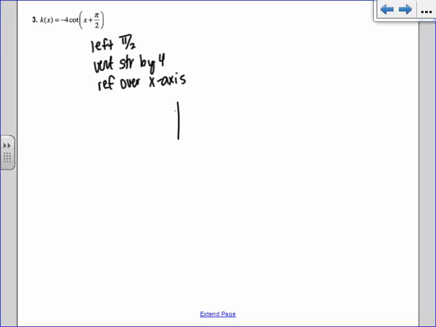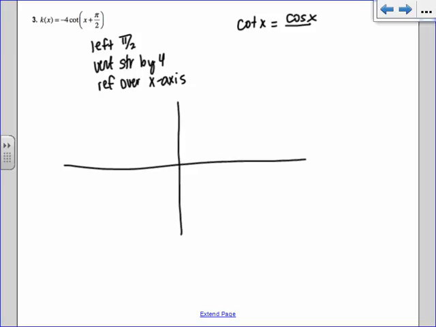So if you remember when we had cotangent, cotangent is 1 over tangent, and tangent was sine over cosine. So cotangent equals cosine over sine. Okay, so that's an important one. We'll use that a lot. So cosine over sine. So we want to know where sine is equal to 0. Well, sine is equal to 0 at 0, pi, 2 pi, -pi, -2 pi.